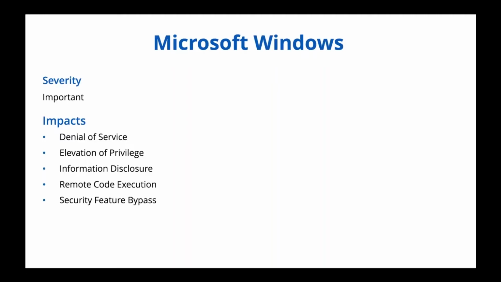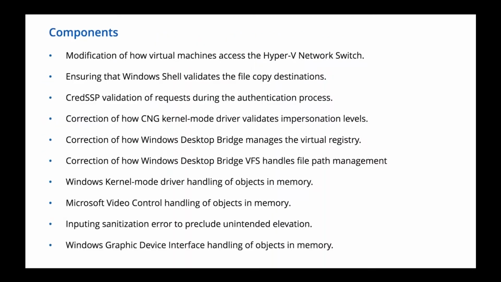Elevation of privilege: least privileges are required for software users while maintaining full functionality. So this could be one of the components. So we have listed down the components. So modification of how virtual machines access the Hyper-V network switch. So Windows kernel mode driver handling of objects in memory, Microsoft video control handling of objects in memory, input sanitization error to preclude unintended elevation, Windows graphic device interface handling of objects in memory.